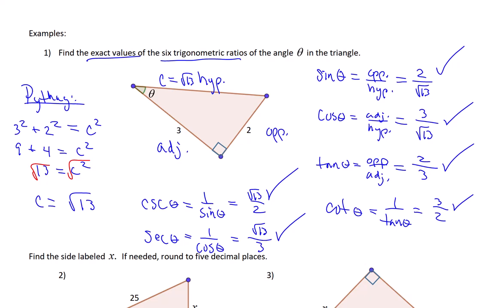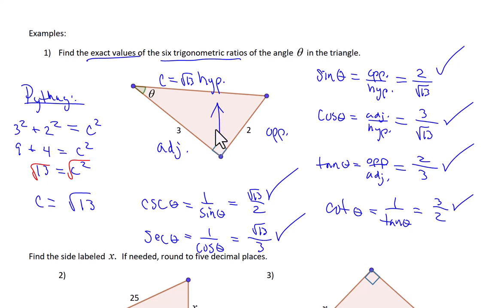So as you can see, it all just kind of comes together once we label the triangle correctly according to where theta is. And remember, your opposite and your adjacent can only be labeled properly according to where theta is. But your hypotenuse is always across from the right angle.